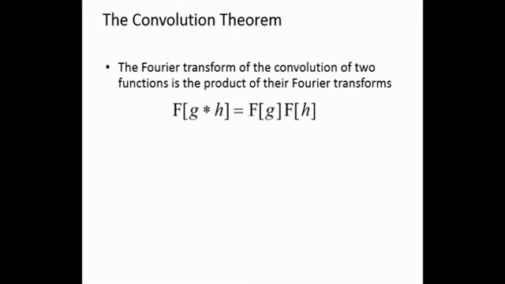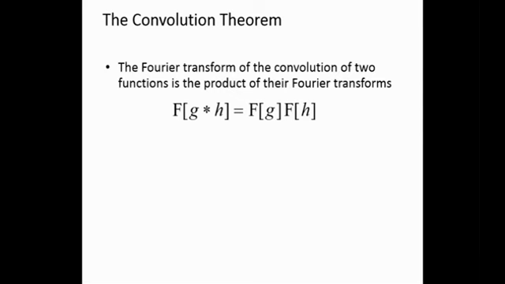The convolution theorem says that the Fourier transform of the convolution of two functions is the product of their Fourier transforms. So if I want to convolve G with H, and here the distinction between convolution and filtering, which is that convolution is filtering with a rotated filter, can sometimes be important to keep in mind, then one way I can do it is compute the Fourier transform of G, compute the Fourier transform of H, and then element-wise multiply them together.